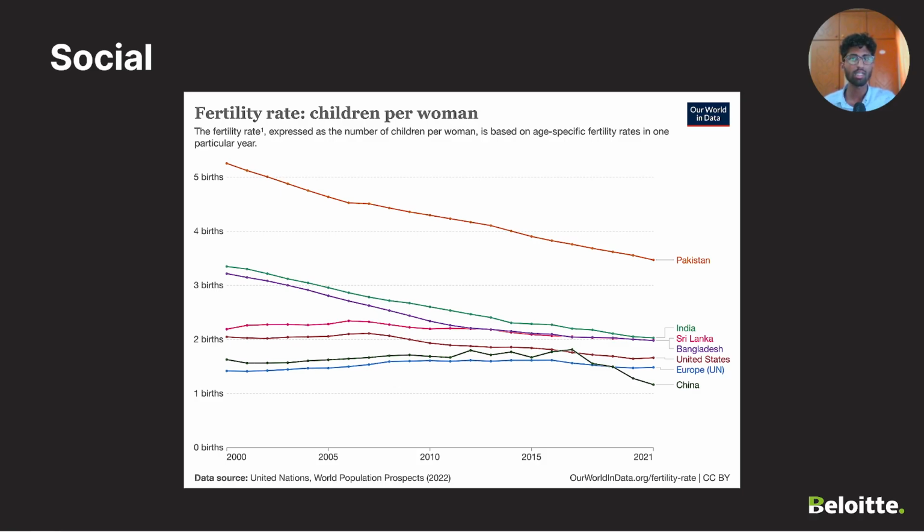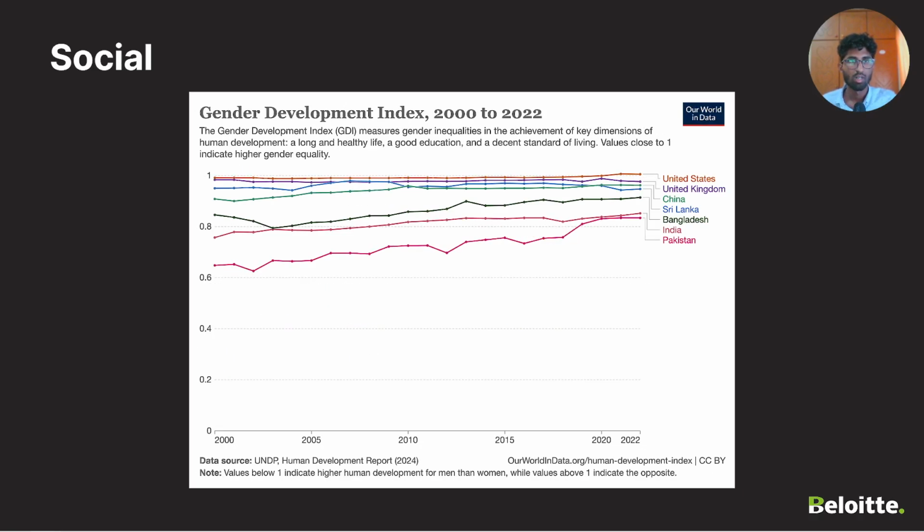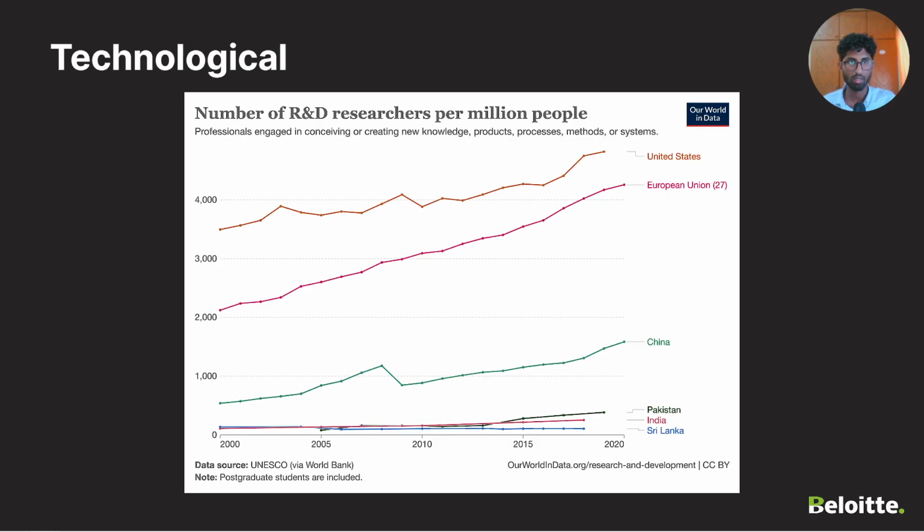And now India's fertility rate is actually decreasing, which means that the population is going to stabilize. This is a sign of a country that is transitioning from developing to developed. One thing that India struggles with is that it does not have the most optimal gender development index. So there is a disparity between men and women, unfortunately, and we'll come to that implication as well.